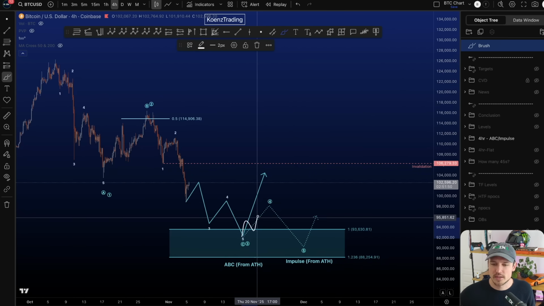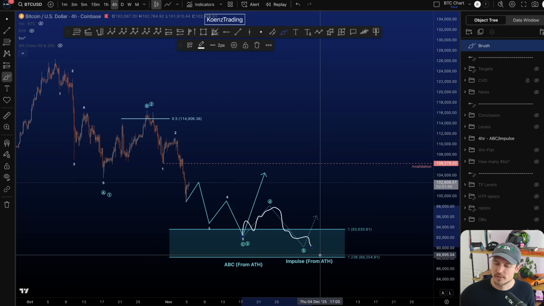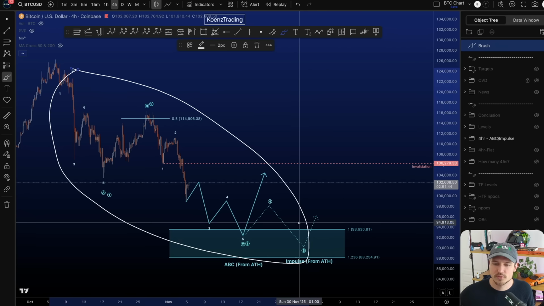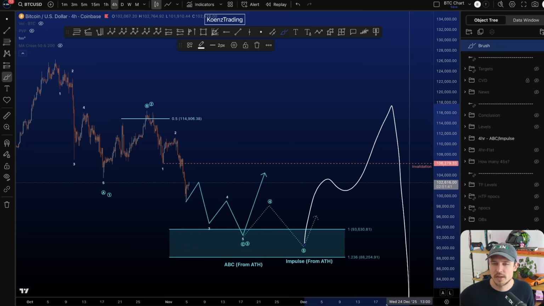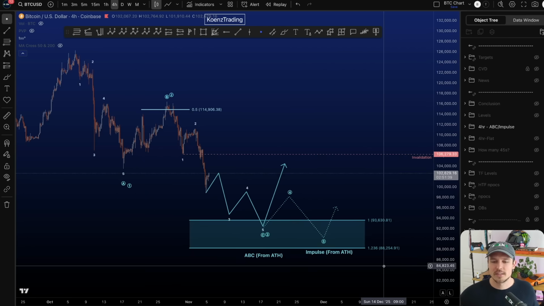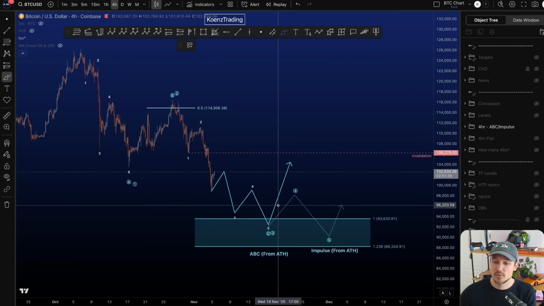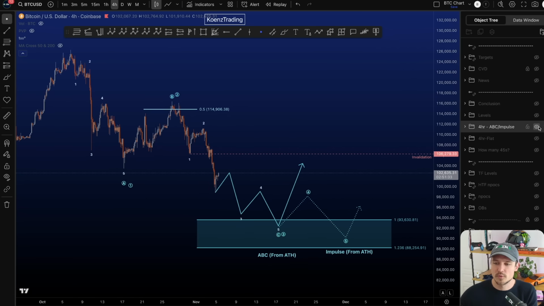If you, however, get another 4 and another 5, that's a problem, because then the probabilities increase for an impulse to the downside, which means 3-wave up and down we go. But as you can see, it will take some time. Right? It will take some time, and it will take multiple wave 4s and 5s.